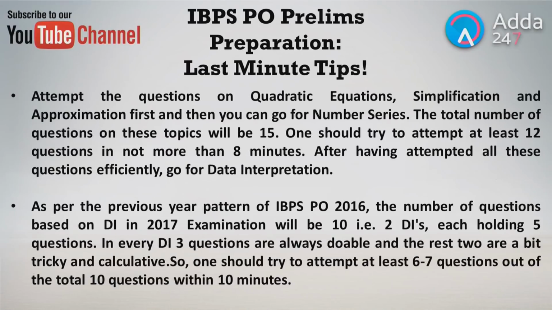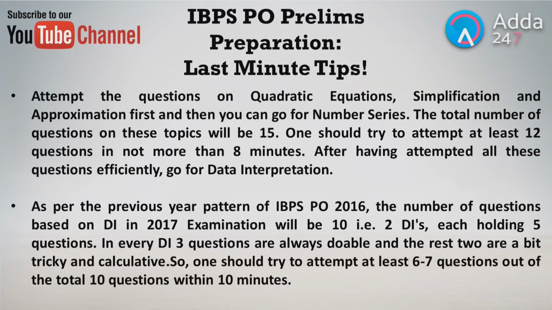Now, in mathematics, attempt the questions on quadratic equations, simplification and approximation first, and then you can go for number series. The total number of questions on these topics will be 15. One should try to attempt at least 12 questions in not more than 8 minutes. After having attempted all these questions efficiently, go for data interpretation.